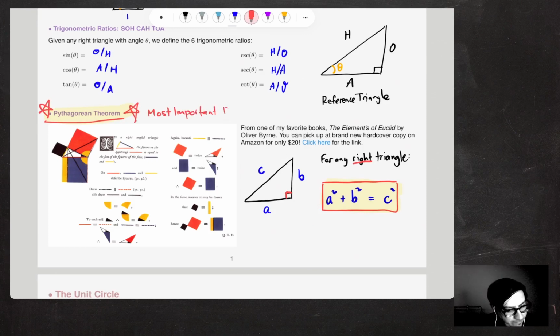theorem in all of math. So quite the declaration. I think it's true.